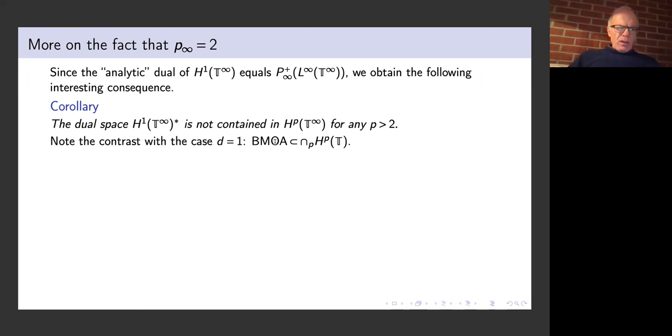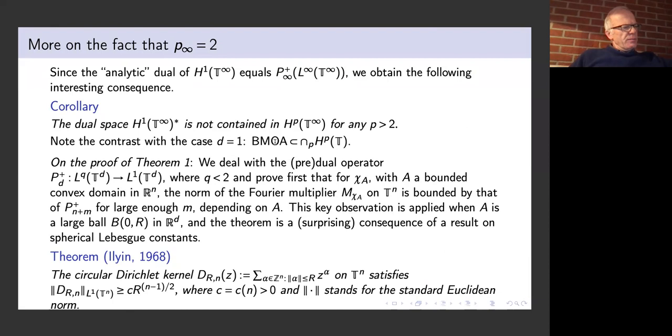So then I probably shouldn't spend too much time on the proof. Let me just say that it is, to me, a quite surprising consequence of an old result by Ilian about spherical Lebesgue constants. I shouldn't get too technical here, but I just wanted to mention that this is what goes into the proof. I think it's an interesting application of this result of Indian.